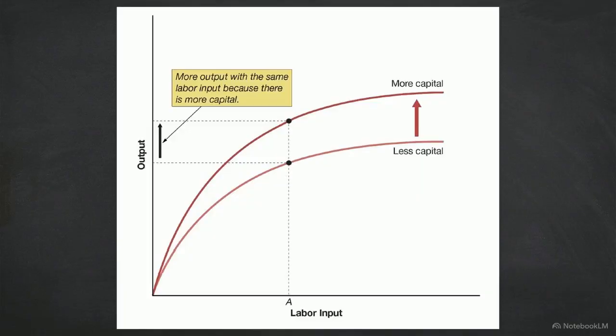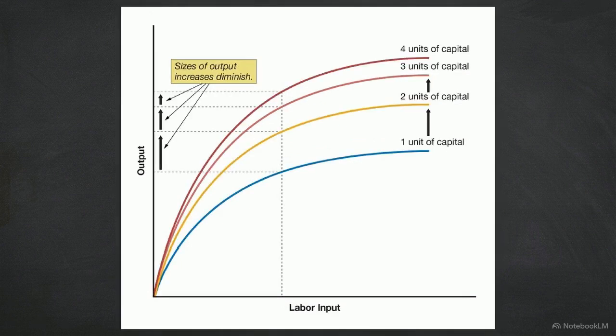Injecting more capital shifts the entire production function upward. The exact same number of workers can now produce significantly more output because they are equipped with better machines. But an economy cannot simply buy infinite prosperity. As we stack these curves representing additional units of capital, a familiar pattern emerges. The vertical gaps between the curves shrink. Each new factory provides a smaller boost than the one built before it.